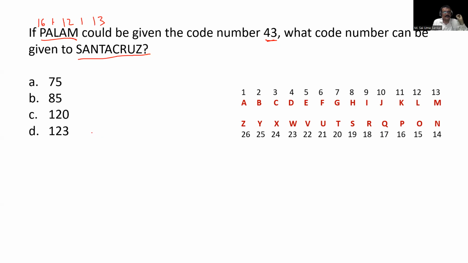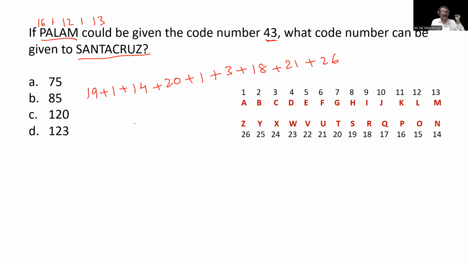Now, what we required? Santa Cruz. What is the S? Yes, that is equal to 19. What is the A? That is equal to 1. What is the N? 14. What is the T? That is equal to 20. What is the A? 1. What is the C? That is equal to 3. What is the R? That is 18. What is the U? That is equal to 21. What is the Z? That is equal to 26.